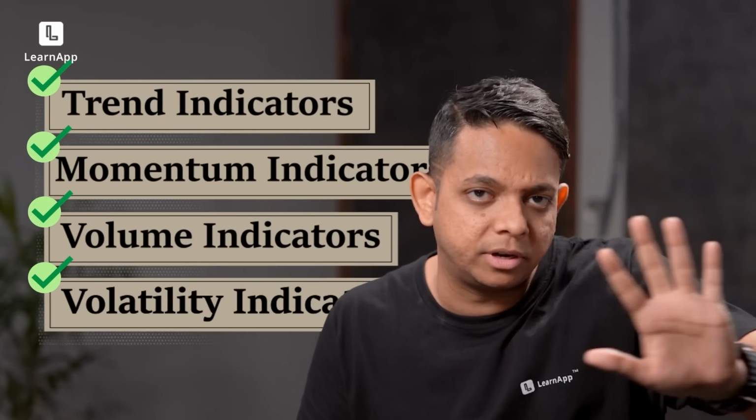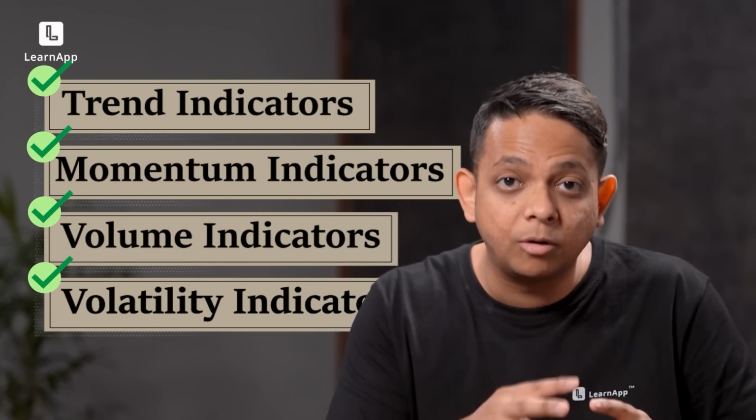So there are 4 kinds of indicators. We'll cover all these 4 different kinds of indicators today and how to actually use them with examples that you are going to do yourself. आप सिखाएंगे ना? मैं सिखाऊंगा.